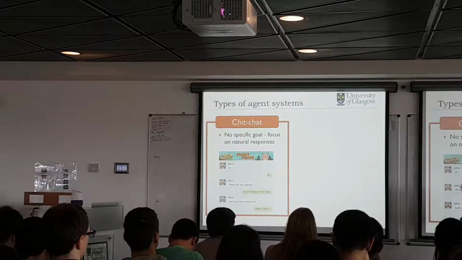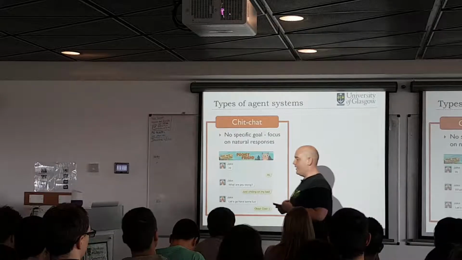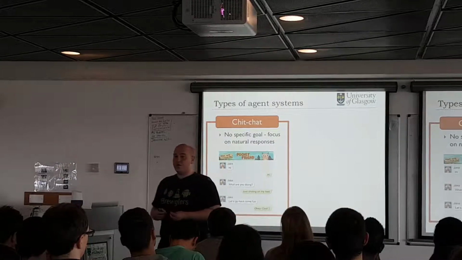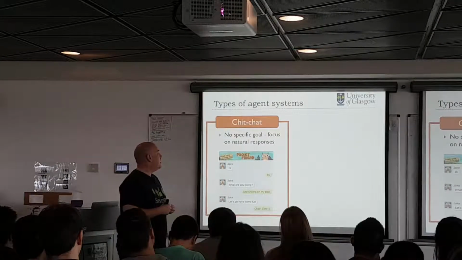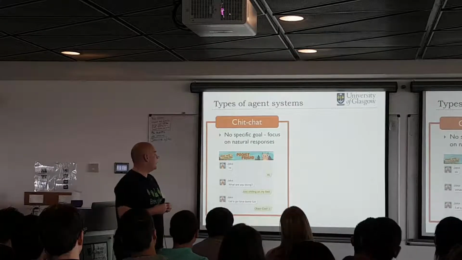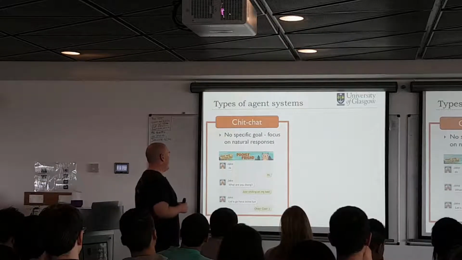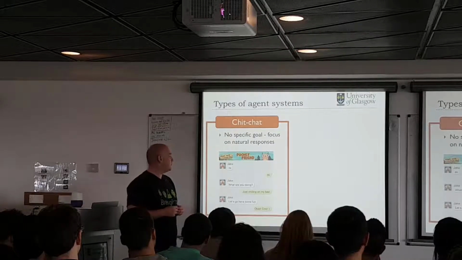So let's give you a little bit of background about the types of systems that are out there, a little bit of history. There were two major categories of systems, right? The first one is chit chat. So here was a little app called Pocket Friend, chat with a virtual pet.